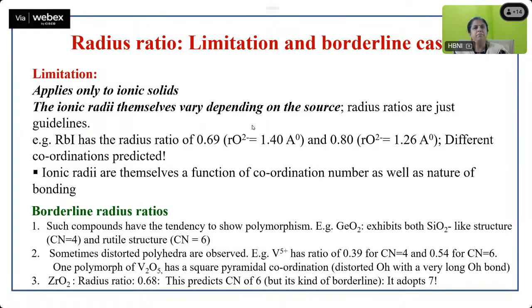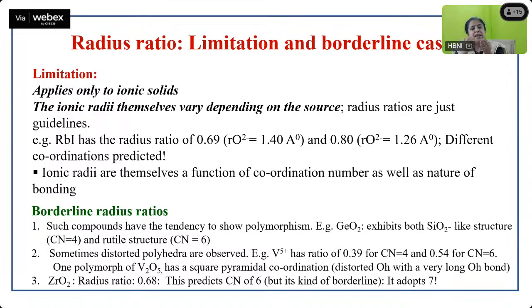Now, what are the limitations of the radius ratio? Are they valid always? Most of the time, yes, but there are exceptions. What could be the reason that they fail sometimes? First and foremost, the radius ratio rule assumes that your cation and anion are hard spheres, which is never the case. And because they assume hard spheres, they assume a particular fixed radius. But that's not possible.